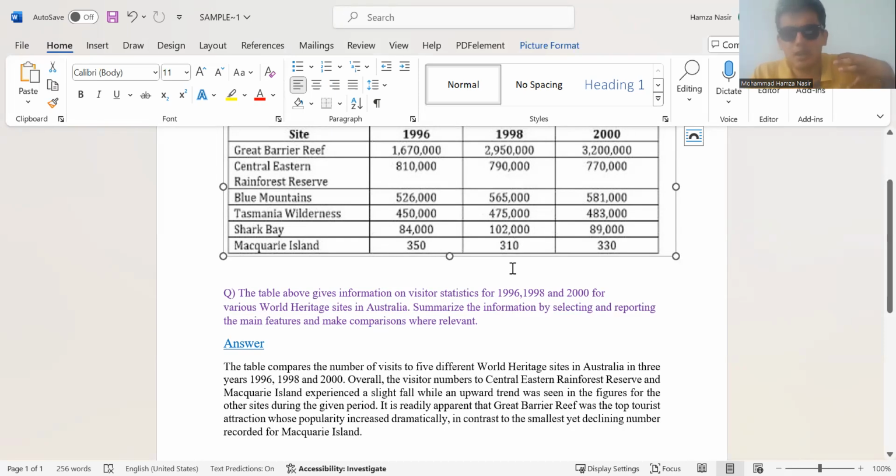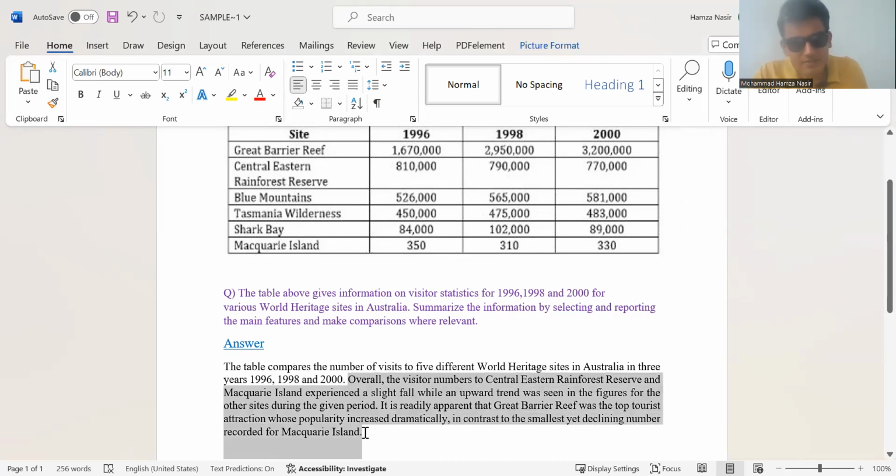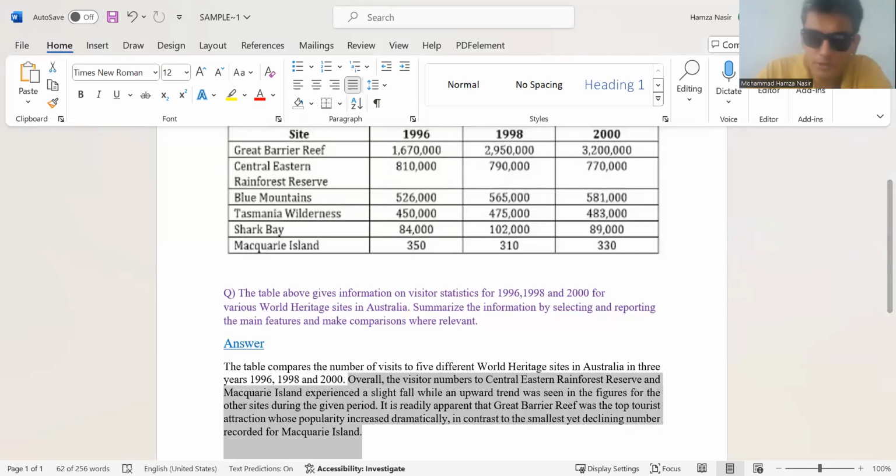This is basically how you can go about approaching an overview for a table report in IELTS Academic. So this is what we see over here. And like I said, fellas, it is always good to start your overview with the word overall, because that gives a clear signal that you're talking about the overview.